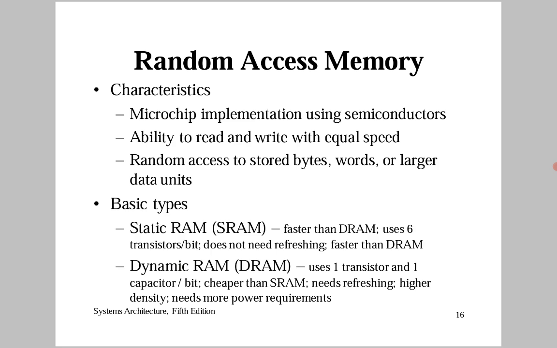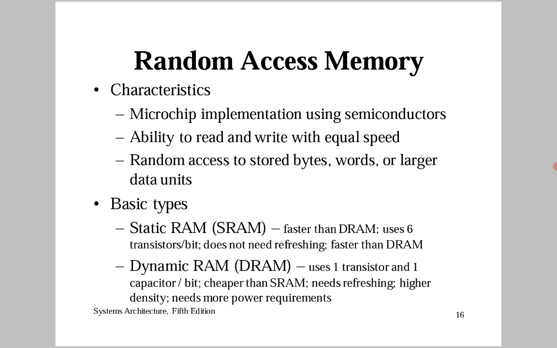What are the basic types of RAMs? Static RAM or SRAM, and dynamic RAM or DRAM. What are the main characteristics of random access memory, primary memory or main memory? First, it is a microchip implementation using semiconductor technology. Second, the ability to read and write with equal speeds, meaning the speed of reading, writing, updating and deleting memory contents is equal. And random access to stored bytes, words or larger data units.